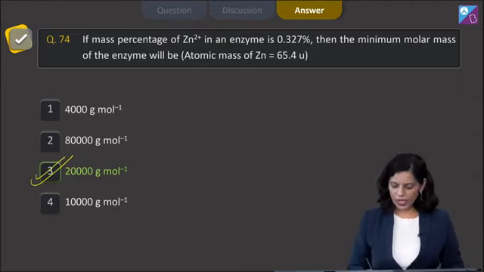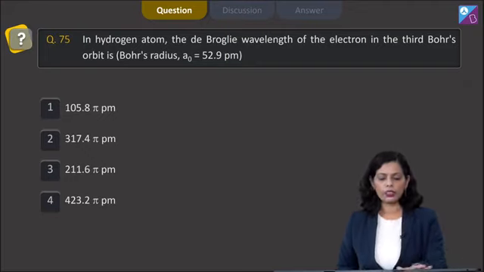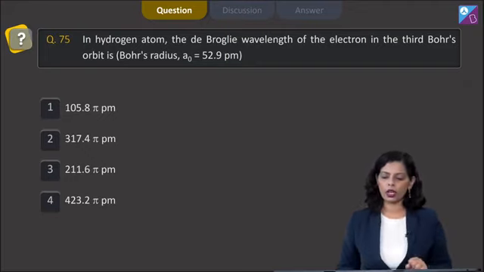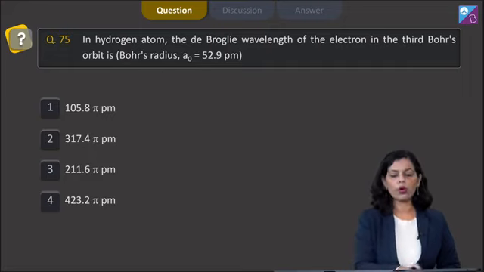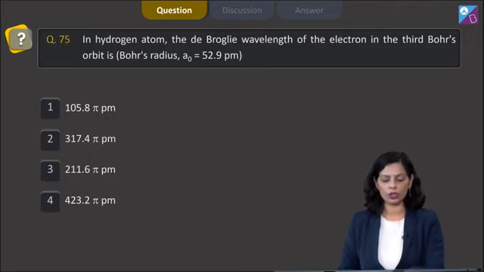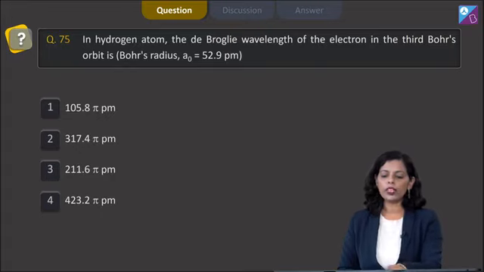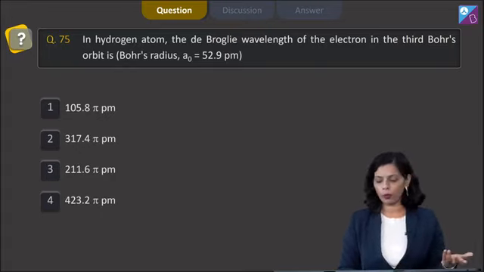Now, the next question we have, question number 75. In hydrogen atom, the de Broglie wavelength of the electron in the third Bohr's orbit is. So, Bohr's radius you have already there in the question. You can easily check there. A naught is 52.9 picometer. You have the hydrogen atom. De Broglie wavelength of that electron in the third Bohr's orbit you need to find out.